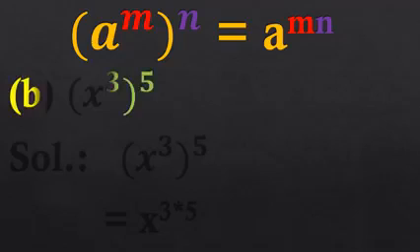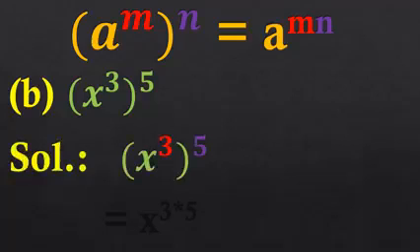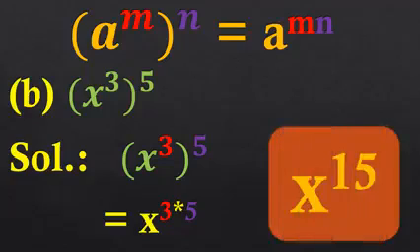Second example. How about the answer of x cubed to the 5th power? Same rule applies. We will multiply the exponent and copy the base. That is, x is equal to x raised to 3 times 5. And 3 times 5 is equal to 15. Thus, x cubed to the 5th power is equal to x to the 15th power.